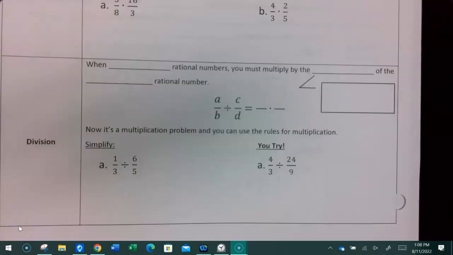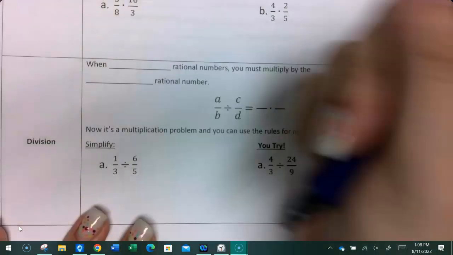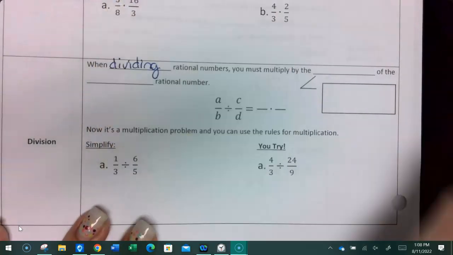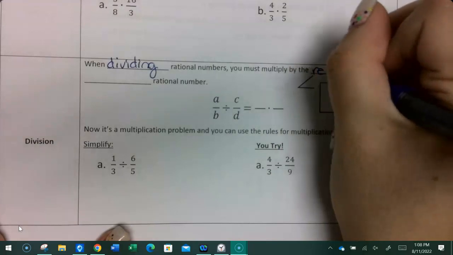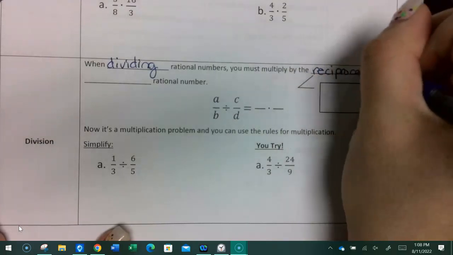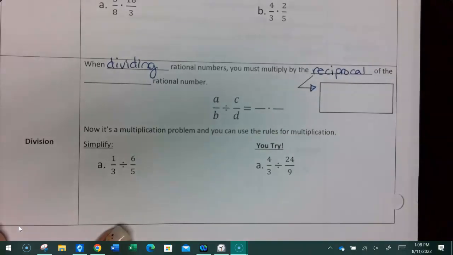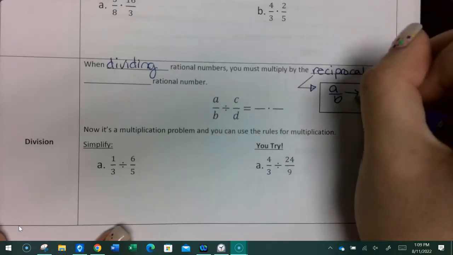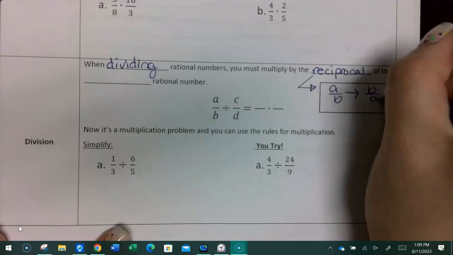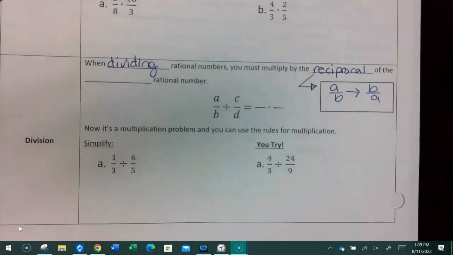Okay, so last thing we're going to talk about is dividing with our fractions. When we're dividing, we just add one more step to the multiplication process. We're going to multiply by the reciprocal. It's just a really weird word for saying flip the fraction. So if my fraction is really a over b, I'm going to multiply by the reciprocal, which is just b over a. Just flip the top and bottom.